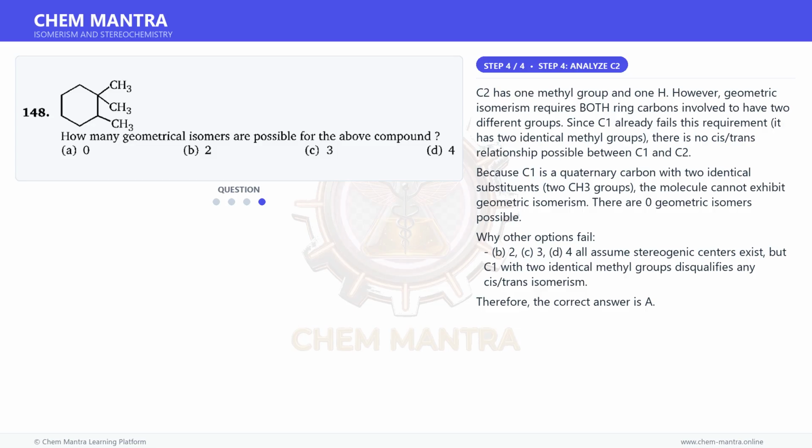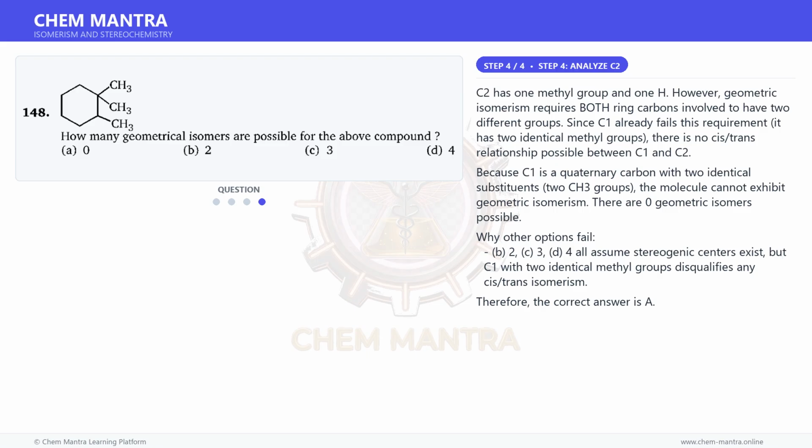And for the final step, C2 has 1 methyl group and 1 H. However, geometric isomerism requires both ring carbons involved to have 2 different groups. Since C1 already fails this requirement, it has 2 identical methyl groups, there is no cis-trans relationship possible between C1 and C2. Because C1 is a quaternary carbon with 2 identical substituents, 2 CH3 groups, the molecule cannot exhibit geometric isomerism. There are 0 geometric isomers possible.